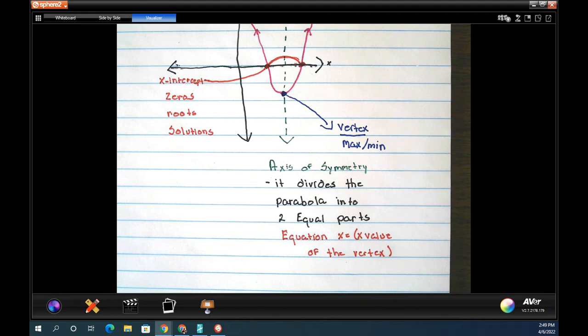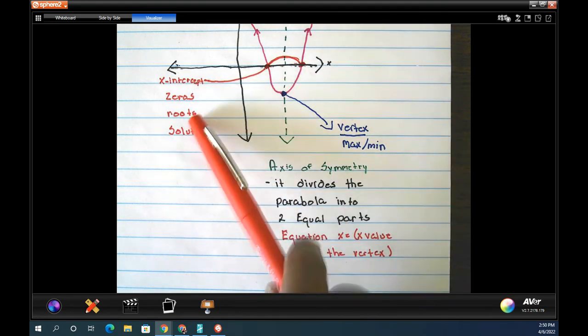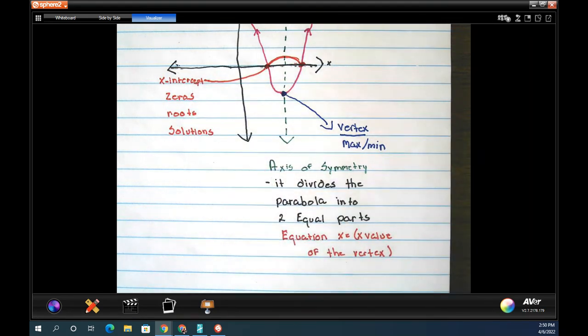So those are all the parts you've got to know. And they'll give you a graph. The vertex is the one we will find mathematically. And the x-intercept, zeros, roots, and solutions. The y-intercept, they only want to know if it's a graph. They'll say, what's the y-intercept? They'll give you a graph, and that will be easy to spot. All right.